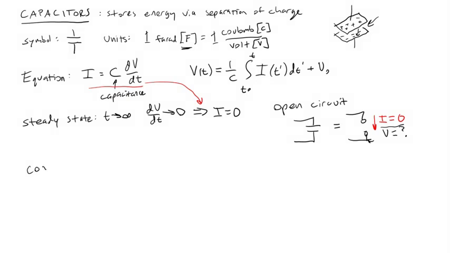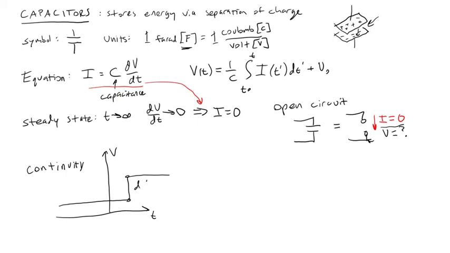Another thing we can figure out from this equation is continuity. Say that I have a graph of voltage versus time over a capacitor, and I want to have an instantaneous jump in my voltage. My voltage just jumps from one point to another like this. At that point, the derivative of my voltage is infinity. I have dv/dt equals infinity. That is going to mean, again, from my equation, that i equals infinity.